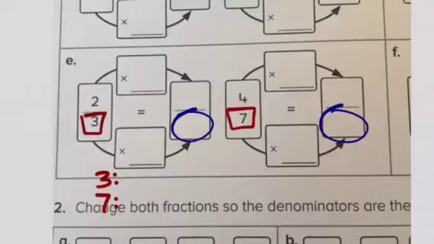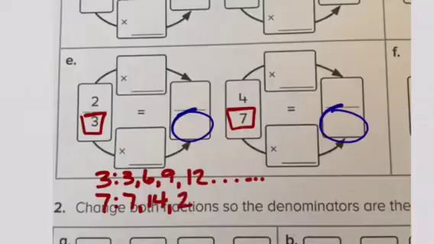So those multiples of 3 would read like 3, 6, 9, 12, and so on forever. And then the multiples of 7: 7, 14, 21, and so on forever. Now, as you review those multiples, you're going to see a commonality. And that commonality is 21. Both 3 and 7 have a multiple of 21. So now I have a common denominator that I can turn both of these fractions into.